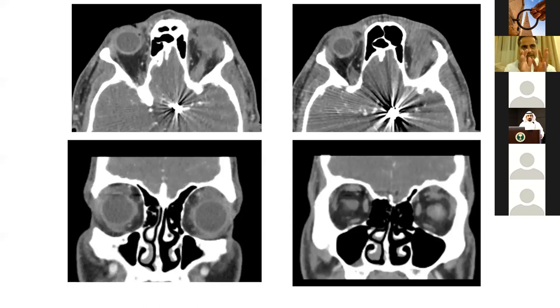Let us think about something. We talk about it being mainly a fluid containing lesion. So it's not a cavernous hemangioma. What do you think? Lymphangiomas, maybe. Schwannomas. Cystic schwannoma, that's very good.